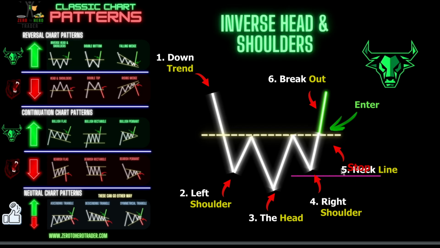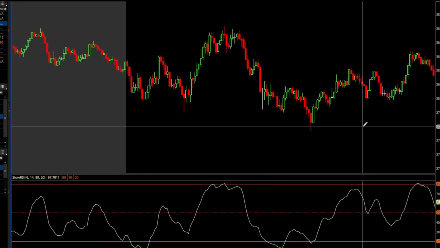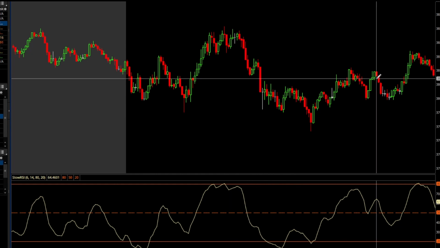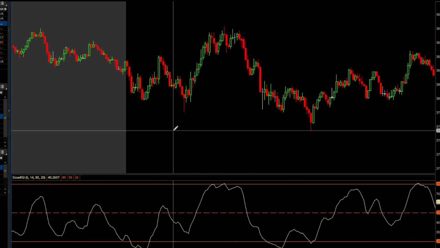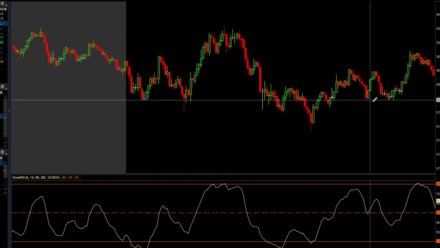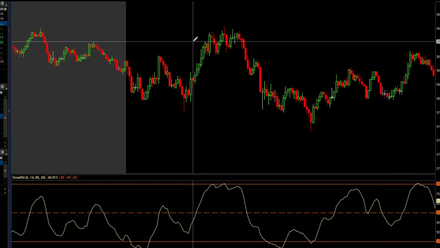Let's go and see if we can find one in the charts. All right, guys, so I found one here in the charts. Again, these aren't going to be picture perfect on the charts, so you're going to have to learn how to recognize these patterns as they form in real time and learn to take the opportunities when you get them. So let's take a look at this one.